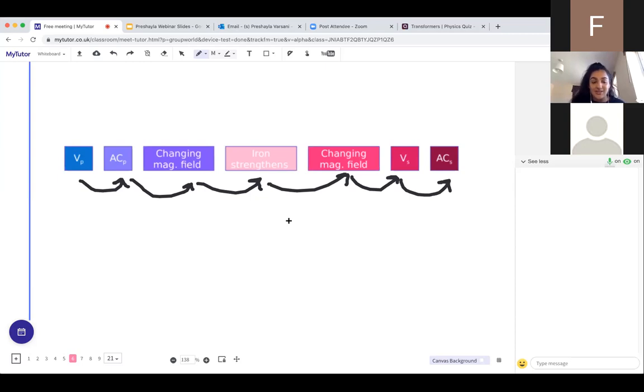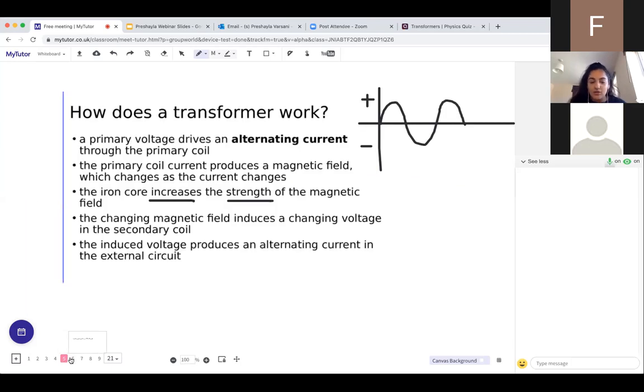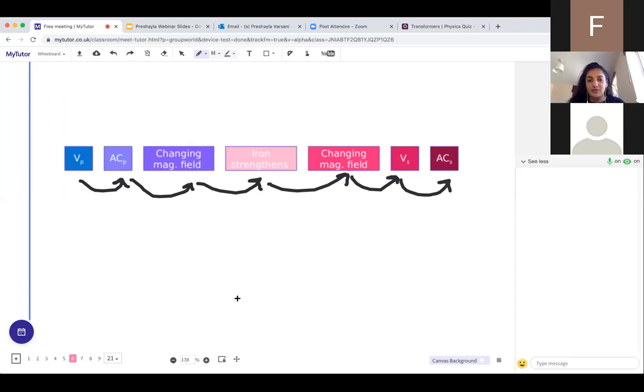I would recommend learning it like this and not like this, not learning it word for word. They're not really that specific with the answers to this question. So as long as you have the gist of it and in the correct order, they are quite lenient with the marks. So how I would recommend learning it is through this flow diagram. And you can see it's kind of symmetrical in the sense that you have the iron strengthening in the middle, the changing magnetic field on either side of it, and then voltage to current, voltage to current. Yeah, so it is quite logical in that sense.